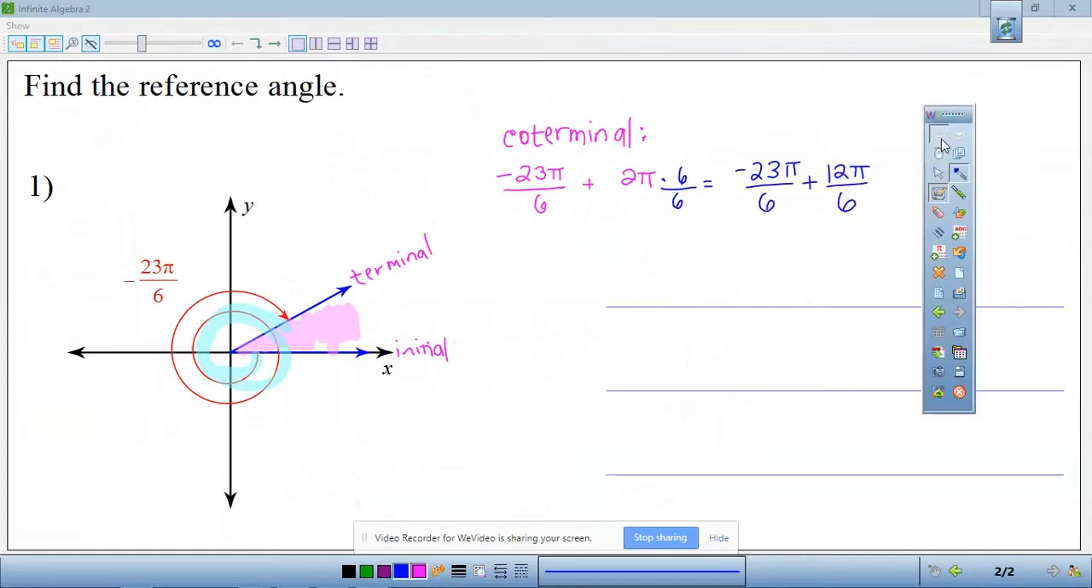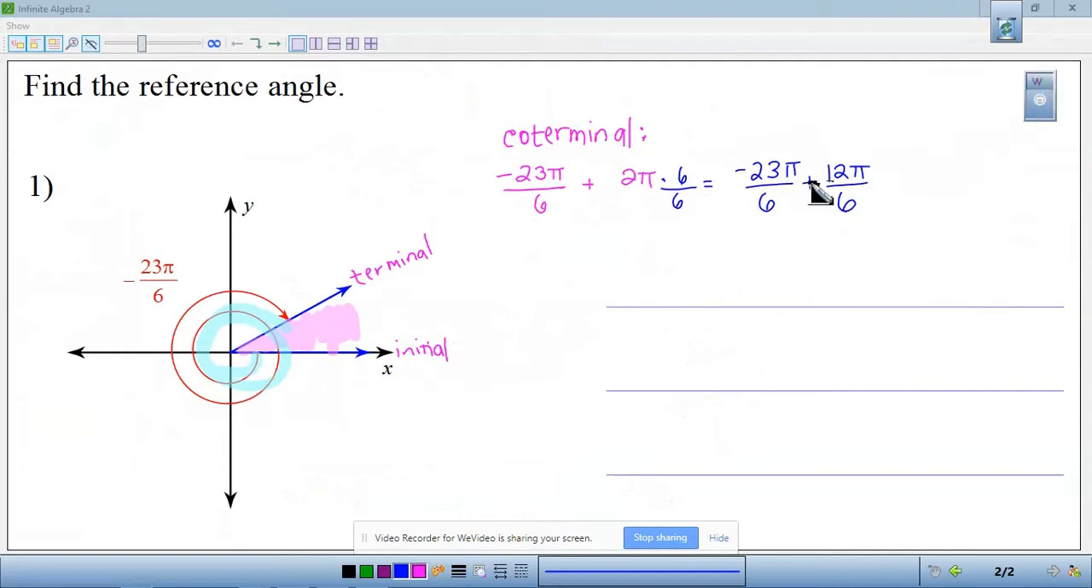Well, if I add this, I'm still going to end up with a negative angle. That's only getting rid of one loop of my circle. That's basically bringing me back to right here on my loop. So I still have this extra loop going on, so I'm still going to be negative. So this is negative 11 pi over 6. I'm closer, but I'm not there yet.